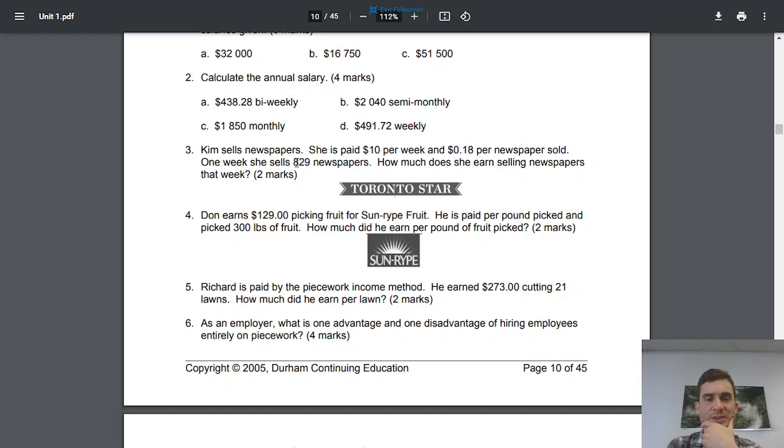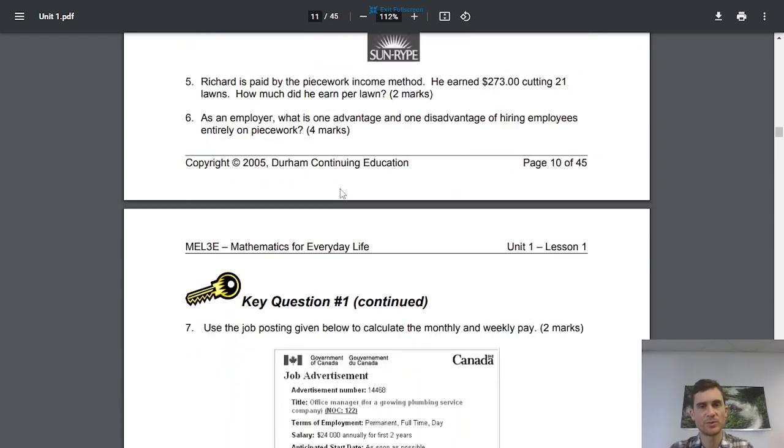So we're going to do 829 times how much she makes for each newspaper. So it's 829 times 0.18 plus this $10. She makes $10 plus 0.18 times 829, and that will get you that answer. Work your way down through here.